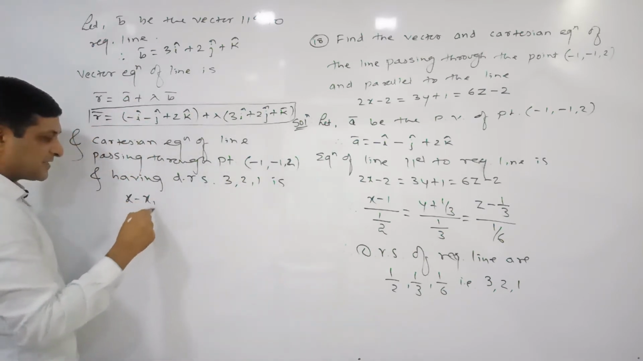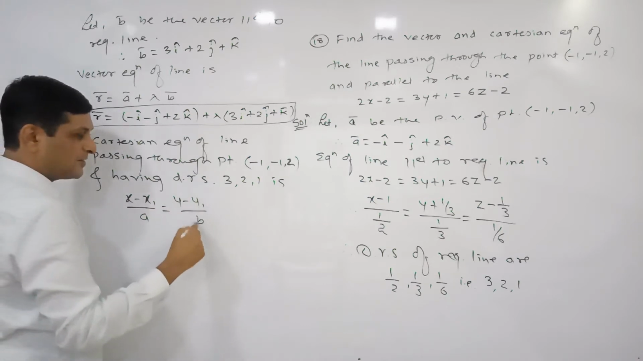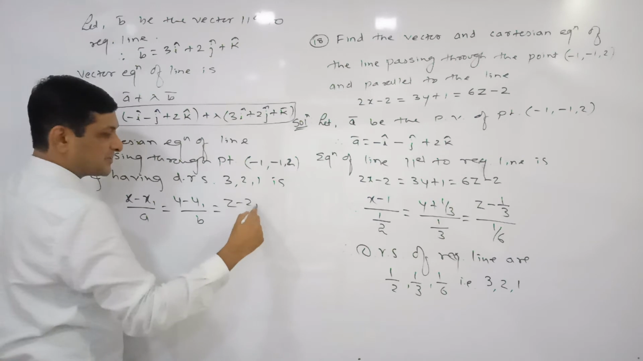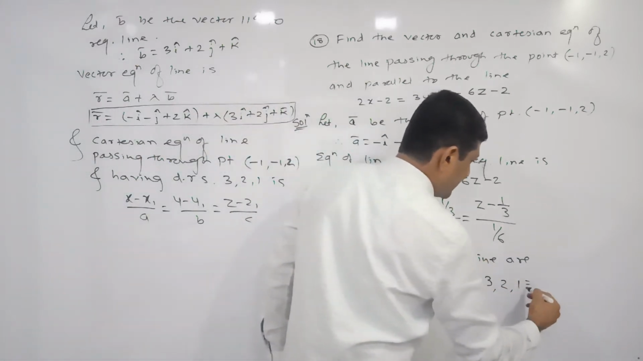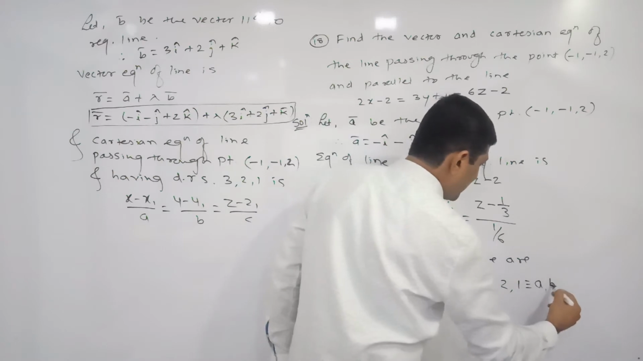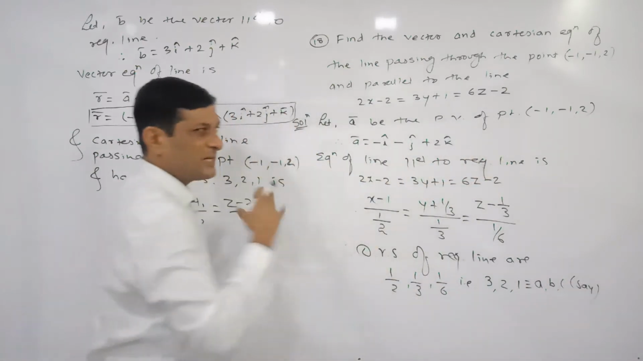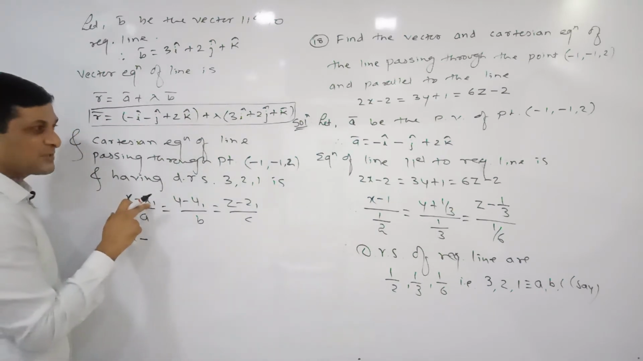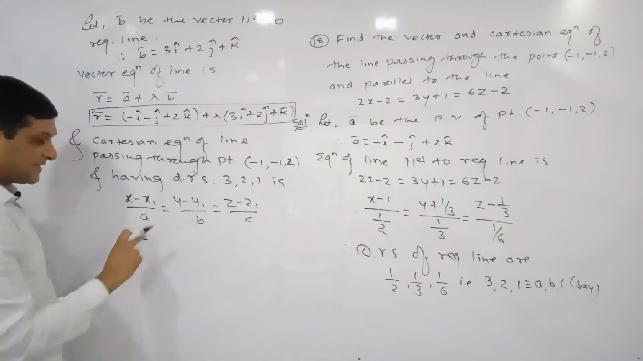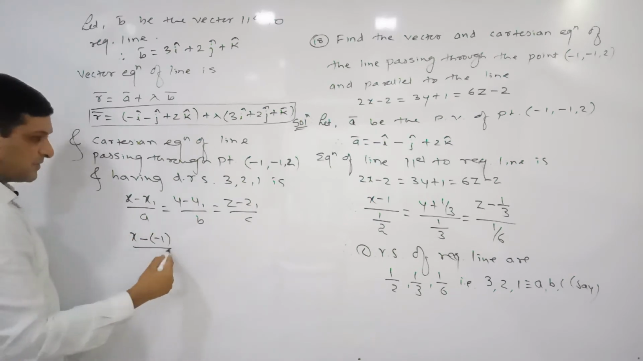What is the formula? x minus x1 upon a is equal to y minus y1 upon b is equal to z minus z1 upon c. So already the direction ratios are known to us. Let us denote the direction ratios by a, b, c. Now the remaining part is just to substitute the values. So x minus x1, x1 is what here? -1.